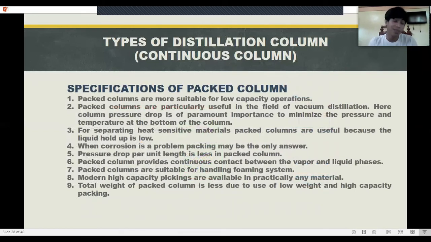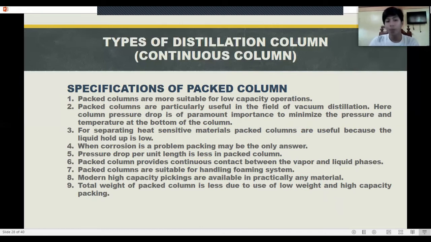So here are the specifications of a packed column. First, packed columns are more suitable for low capacity operations. Next, packed columns are particularly useful in the field of vacuum distillation. Here, column pressure drop is of paramount importance to minimize the pressure and temperature at the bottom of the column. Third, for separating heat-sensitive materials, packed columns are useful because the liquid hold-up is low. Fourth, when corrosion is a problem, packing may be the only answer.